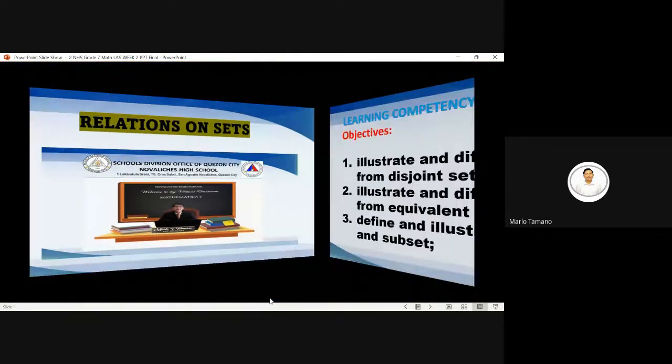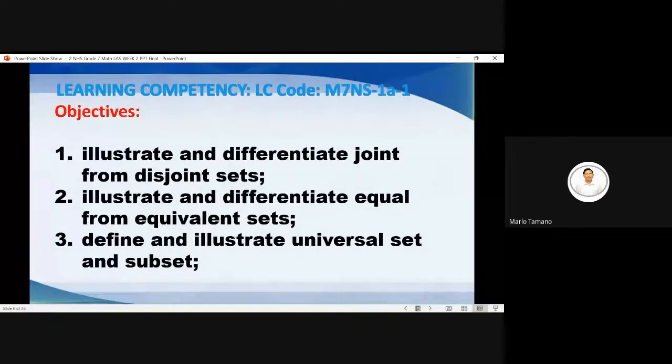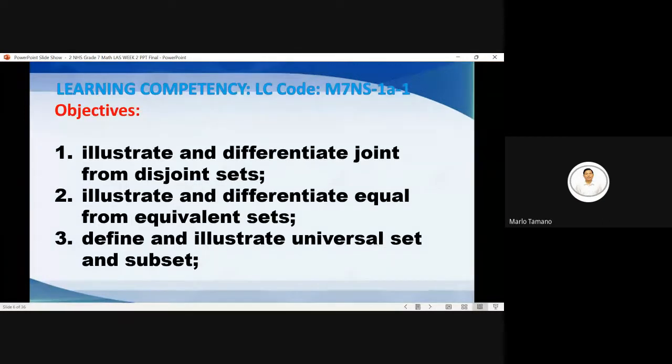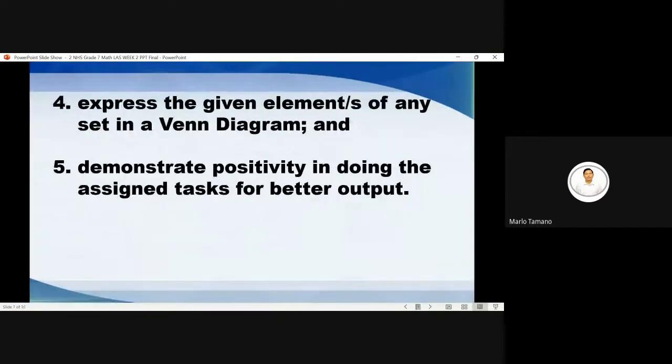Alright, our objectives for this topic. Number one, illustrate and differentiate joint from disjoint sets. Number two, illustrate and differentiate equal from equivalent sets, or vice versa. Number three, define and illustrate universal set and subset. Number four, express the given elements of any set in a Venn diagram. And last, number five, demonstrate positivity in doing the assigned task for better output.